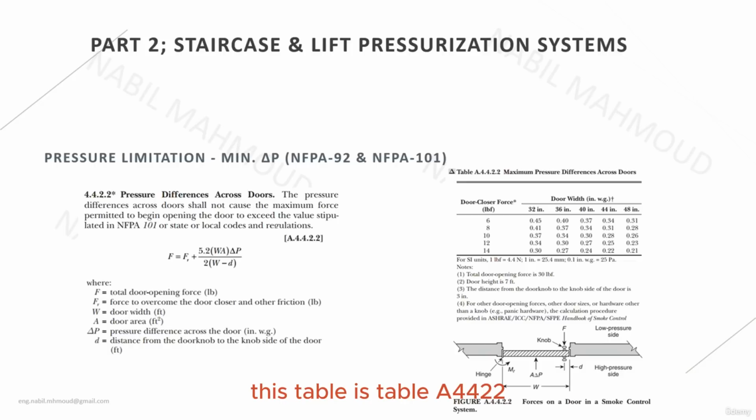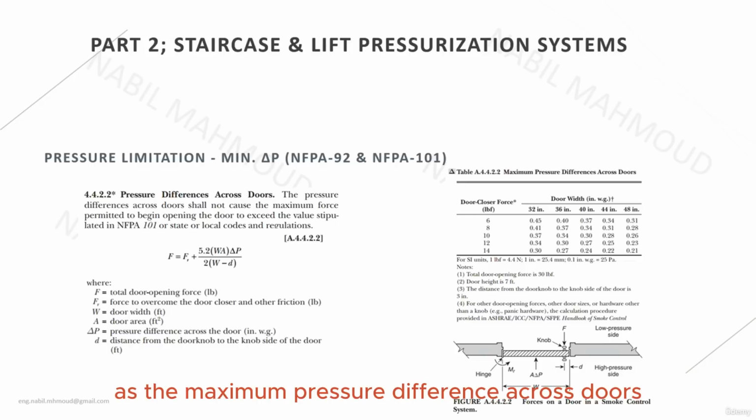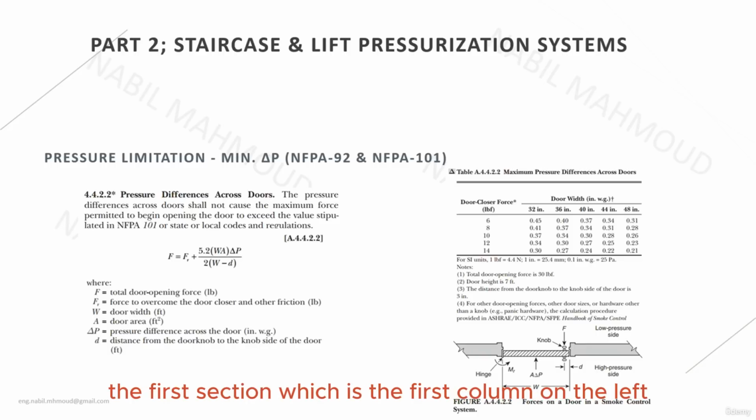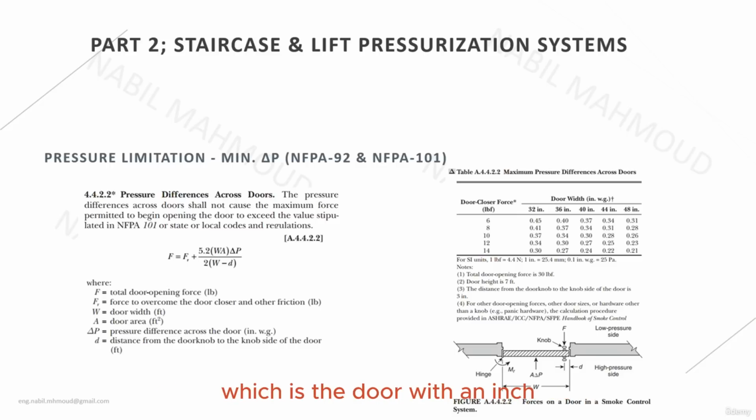This table is table A.4.4.2.2 and it is titled the maximum pressure difference across doors. This table consists of two main sections. The first section, which is the first column on the left, is the door closer force in pounds of force, and the second section is the door width in inches and the corresponding maximum pressurization value in inch water gauge.